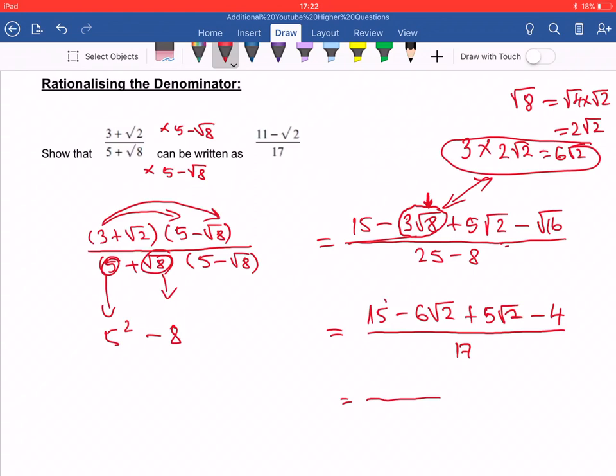All right, so let's collect some like terms on top. We're doing 15, take away 4 is 11. Because it says so in the answer. But you have to do these things. And then minus 6 plus 5, sir, is... I don't know, let me just check the answer. So it says minus root 2. Yeah, so I'm going with minus root 2. Sounds about right. And let's copy down the 17, because that's what it says in the answer, and we're done. Rationalised. Bam. Nice.